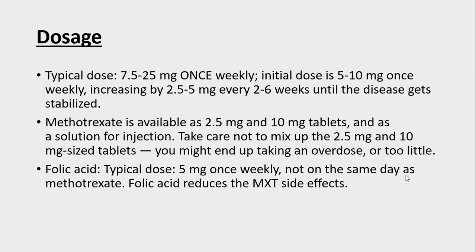Dosage. The typical dose of methotrexate ranges from 7.5 milligrams to 25 milligrams once a week. It is usually started with 5 to 10 mg weekly and increased by 2.5 to 5 mg every 2 to 6 weeks until the disease gets stabilized. Methotrexate is available as 2.5 mg tablet or 10 mg tablet, and also as a solution which is 50 milligrams in 2 ml. It is better not to mix the 2.5 mg and 10 mg tablets because this will sometimes result in overdose.